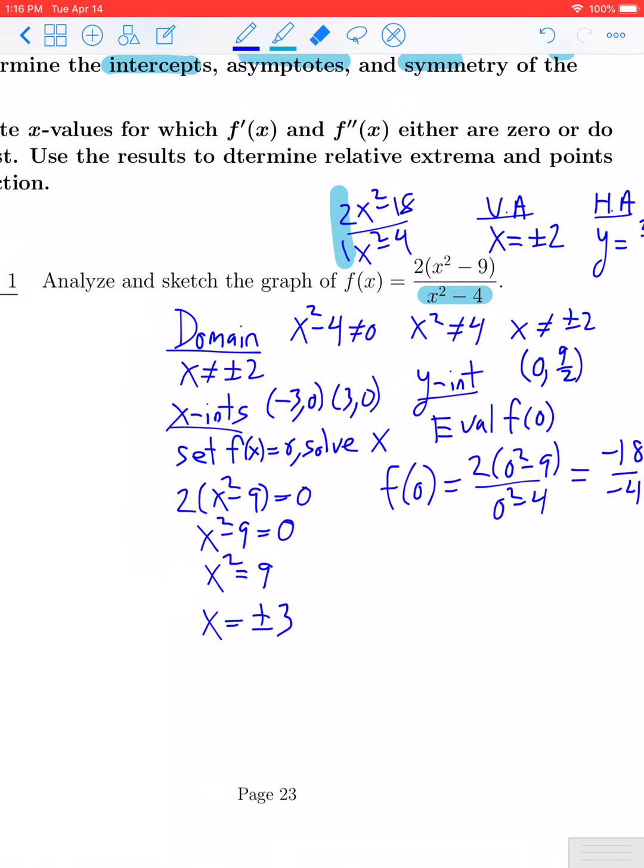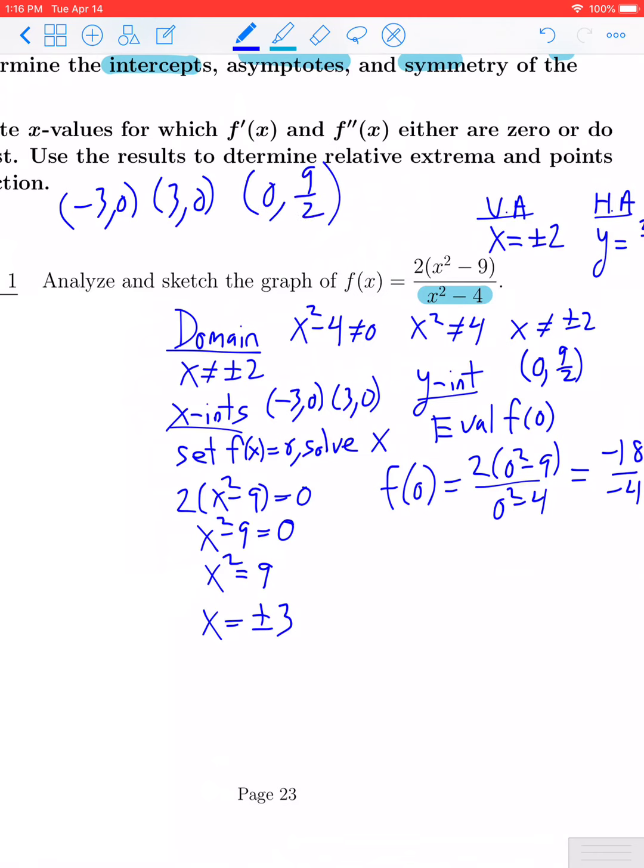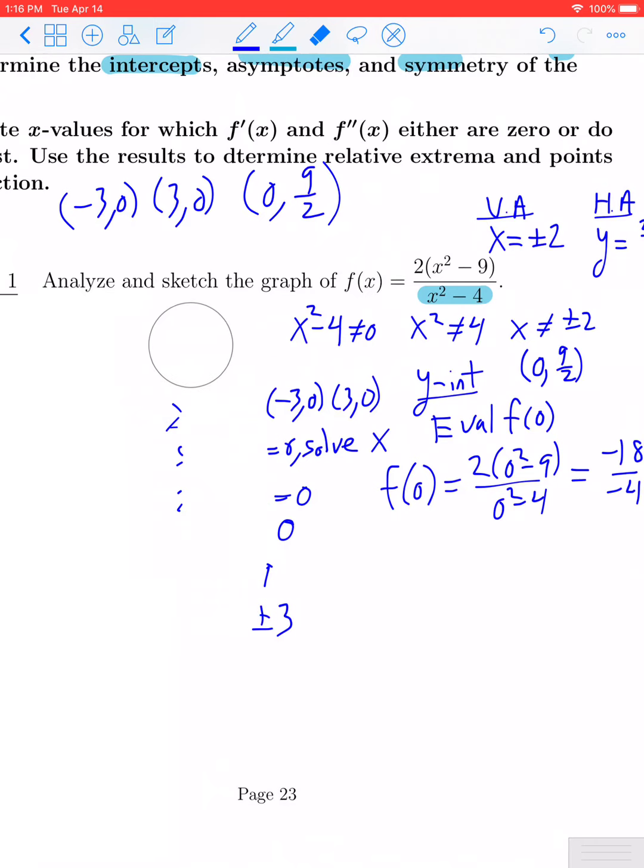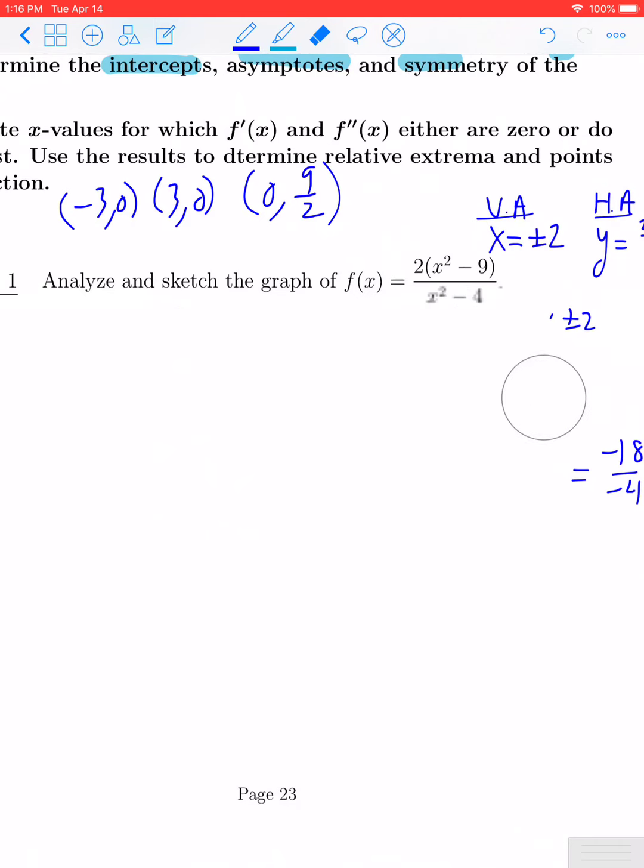So let's categorize everything we have at the moment. We know we have vertical asymptotes at plus or minus 2. We know that we have x-intercepts, negative 3 comma 0, positive 3 comma 0, and also 0 comma 9 halves. The next thing we're going to do is take the derivative in order to find where this function is going to be increasing, decreasing, and also to look for relative extrema.